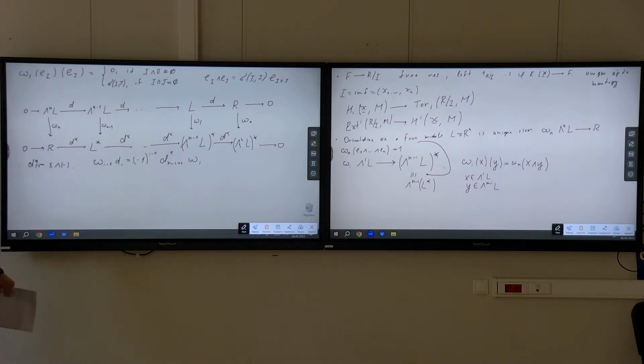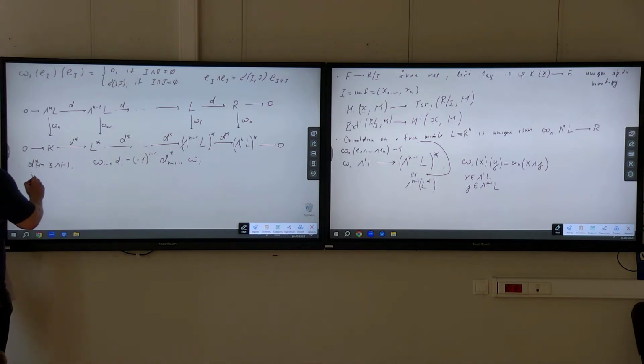When you say that d lower star is wedge product with x lower bar, x lower bar is an element of what degree? One. And how? Like x lower bar is a row of elements. Yeah. So it's like a sum of wedge products.